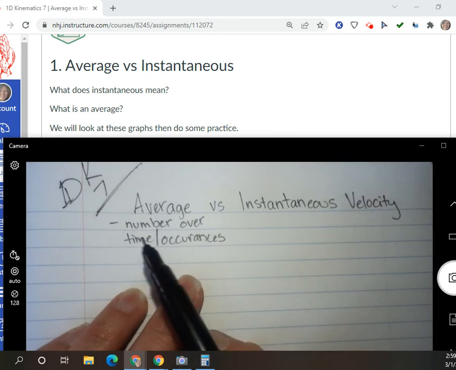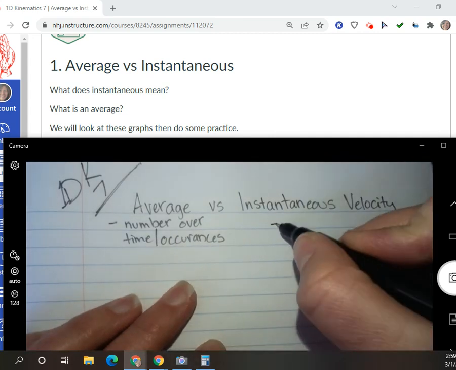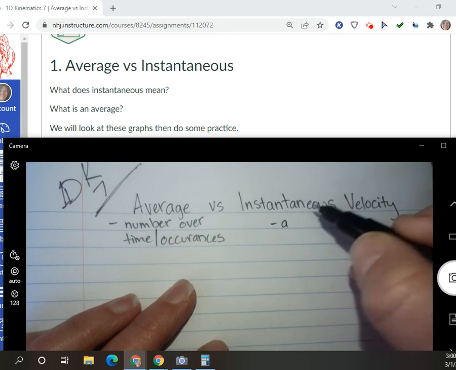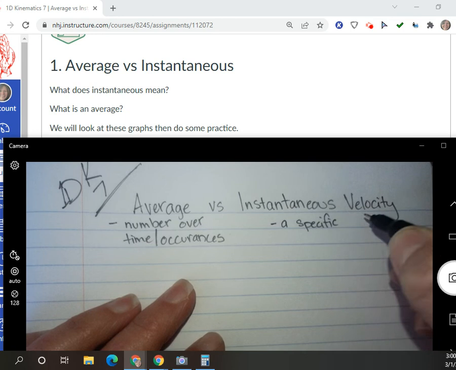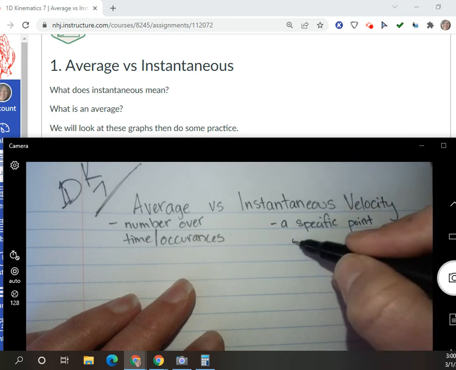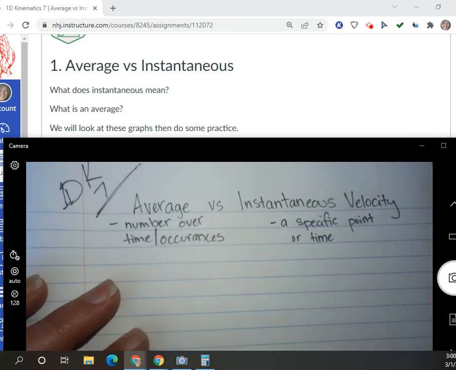All right, so average could be over time or over the number of occurrences that we have. Instantaneous is at a specific point, a specific time. And that's kind of hard to come by sometimes. Most of the time, what we're going to be looking at is an average velocity.